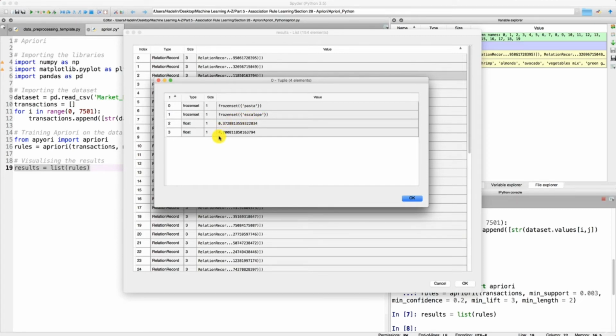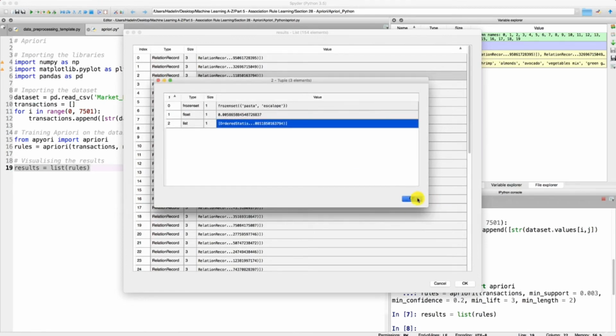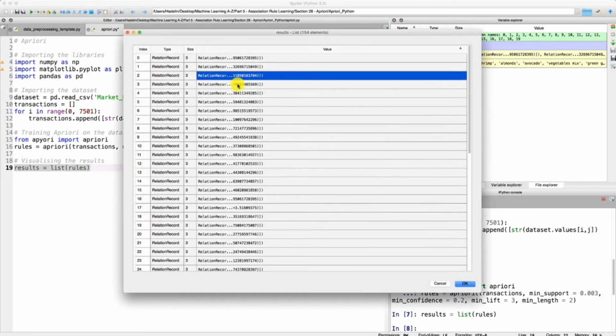And we have a lift of 4.7, again a very good lift, almost equal to 5, which makes a very relevant rule. Okay? And now let's have a look at 2 other rules just to get the top 5.